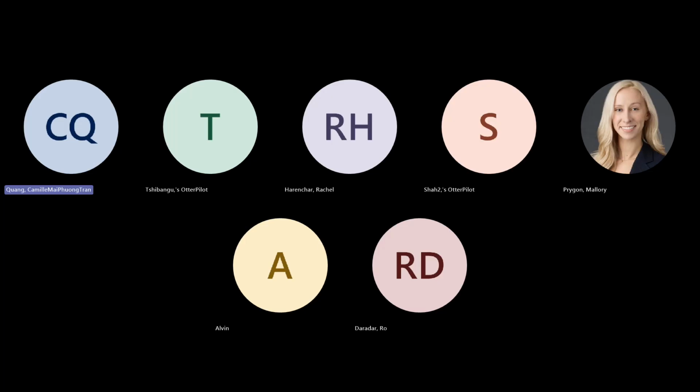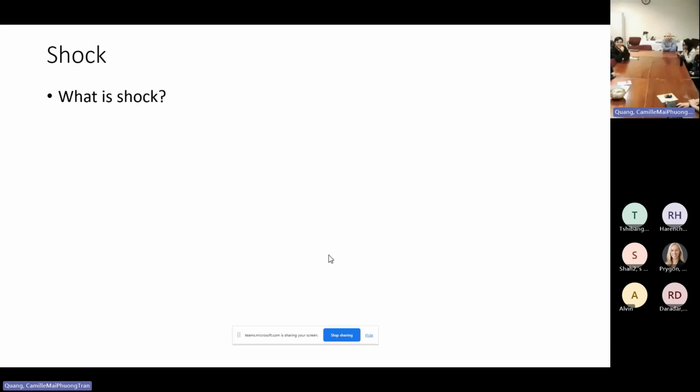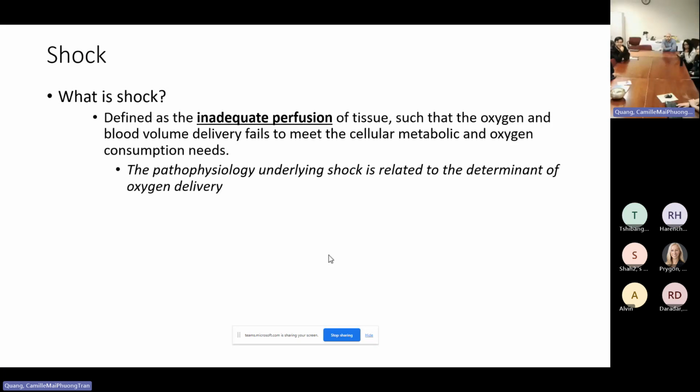Decreased perfusion to organs. So yeah, decreased perfusion to organs is what was said. Exactly. Shock is defined by inadequate perfusion of tissue. So the oxygen that's being delivered does not meet the metabolic demand that the tissue needs.